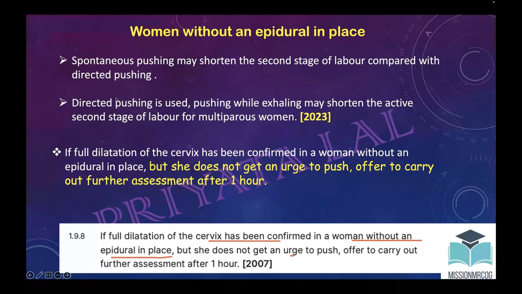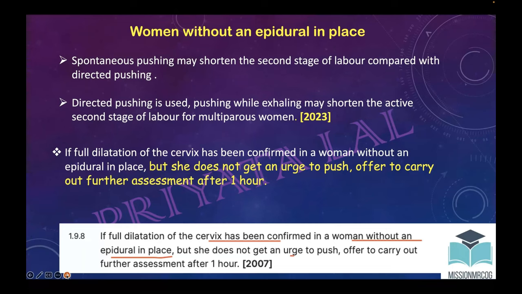Then this part, many times the question comes: if the dilatation of cervix is confirmed and the patient has got no epidural and she has got no urge to push, what to do? Carry out assessment after 1 hour. This line, every alternate exam, there is always a question. The patient has got no epidural, she is fully dilated, no urge to push. What to do? Please see after 1 hour. So this is the answer. This is an important line for the part two people. Every alternate exam, a question comes from here.